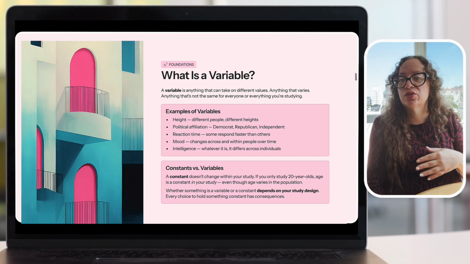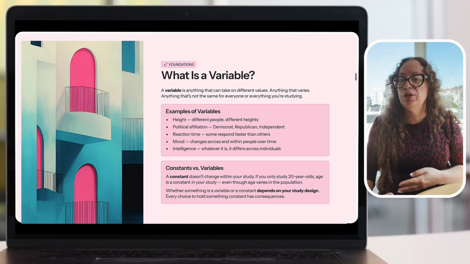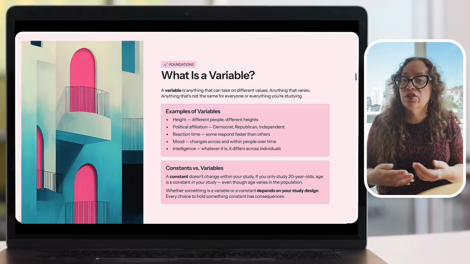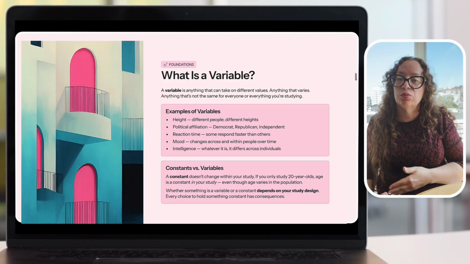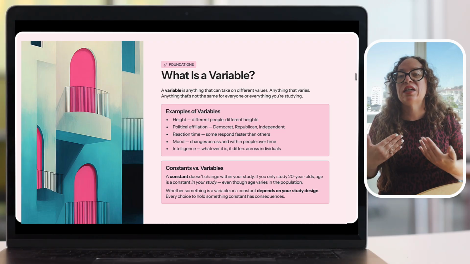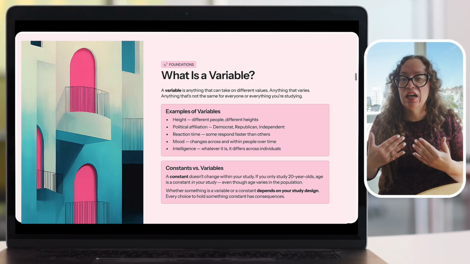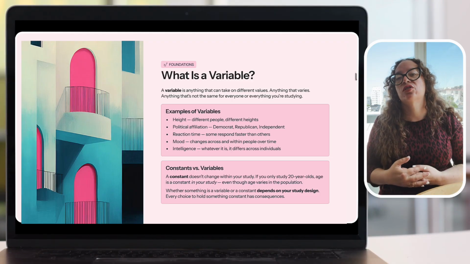Reaction time is a variable. Some people respond faster than others. Mood is a variable. It changes across people and within people over time. Intelligence is a variable. Whatever it is, it differs across individuals. And the opposite of a variable is what we would call a constant, something that doesn't change within your study. If you're only studying 20-year-olds, age is a constant. Everyone is 20.